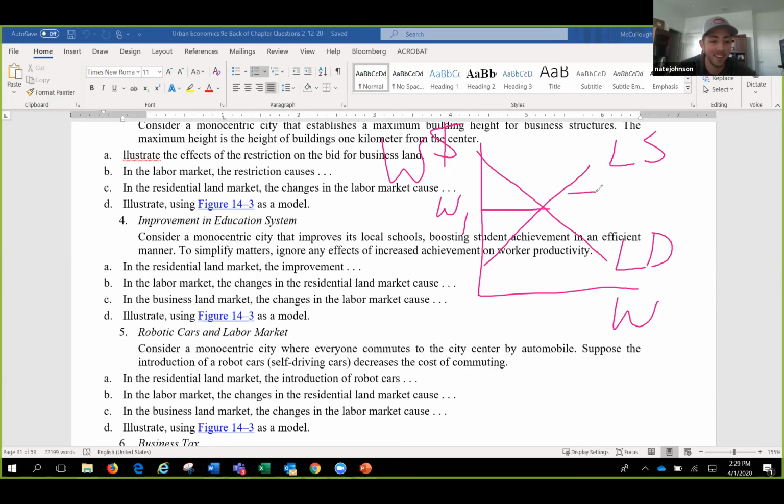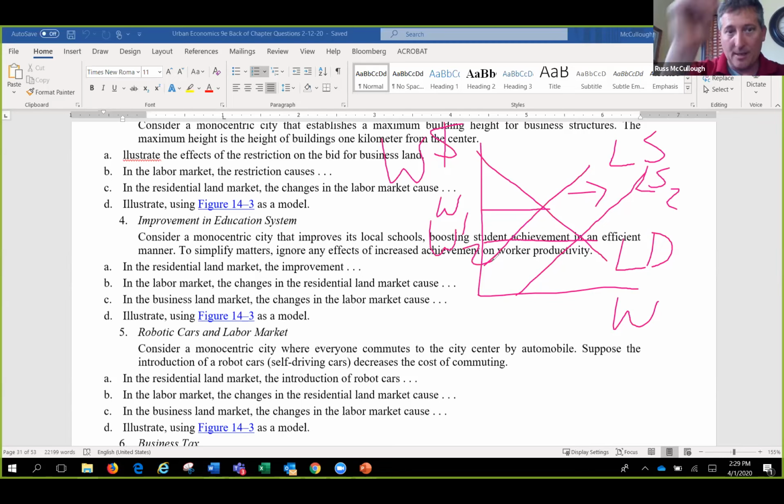All right. So just to make sure everybody's clear, the labor supply curve goes up, which means it shifts to the right. So labor supply shifts to the right, causing the wage to go down. So that's our answer to part B. In the labor market, the changes in the residential land market cause wages to fall.